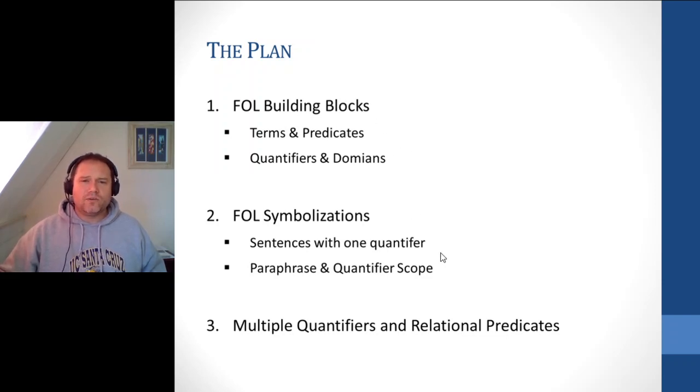Then we're going to get into how to do some practice symbolizations, in particular, talk through symbolizations where we have just one quantifier, and then also how we can think about using paraphrase and quantifier scope to help us with symbolizations. And then in the last video, we'll build to talking about cases when we have multiple quantifiers and relational predicates. This stuff is really the big reason why first order logic was developed. But of course, to get there, we need to talk about how the language works and get a little familiar with how symbolization goes. So that's the plan.